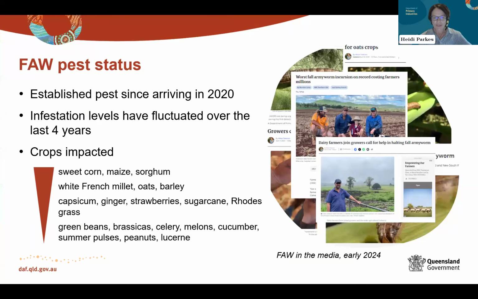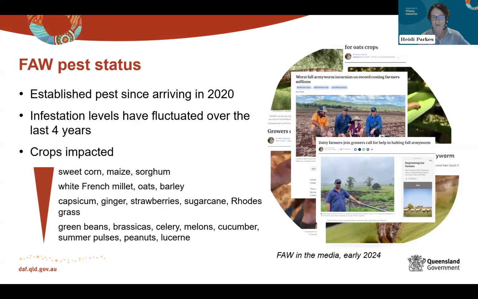So in my role with the Queensland Department, I'm leading a national fall armyworm extension project, which is funded through Hort Innovation. We have a team of researchers and extension officers who are working with growers and agronomists on the ground to develop new knowledge and tools for managing fall armyworm, and I'll touch on that a little bit later.